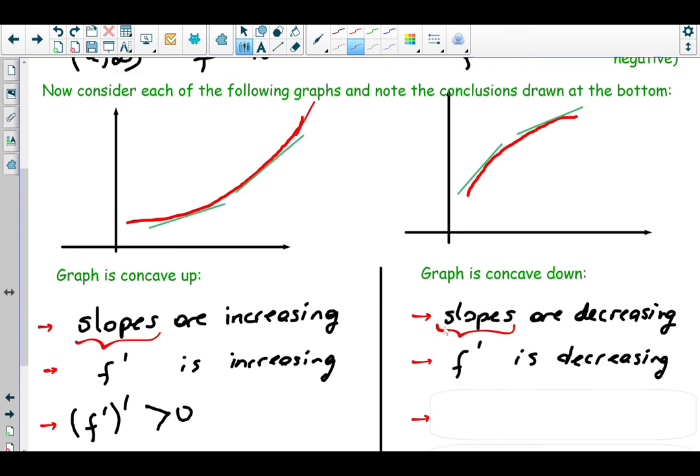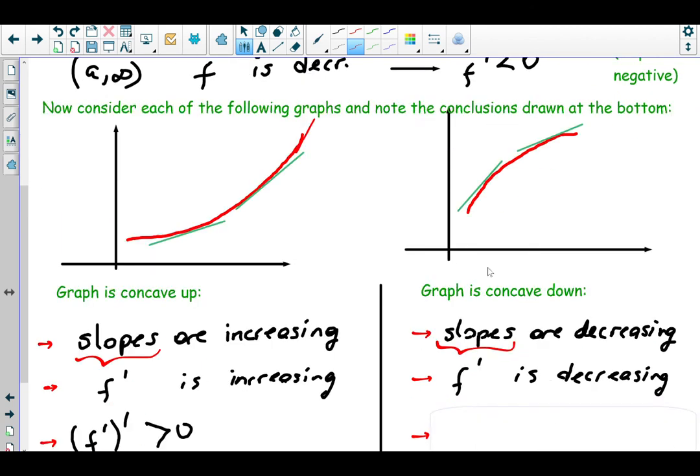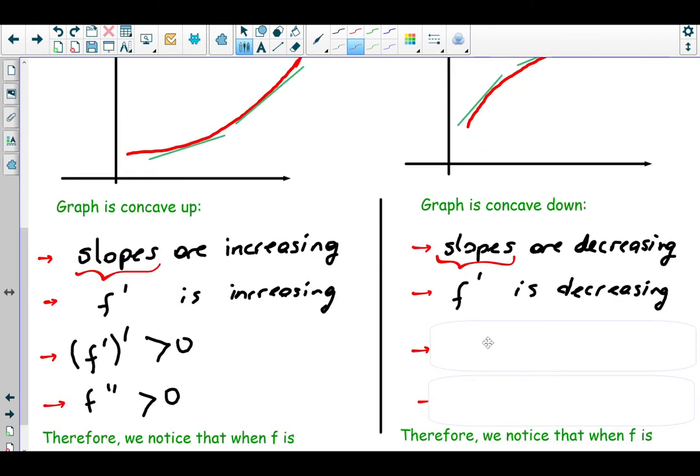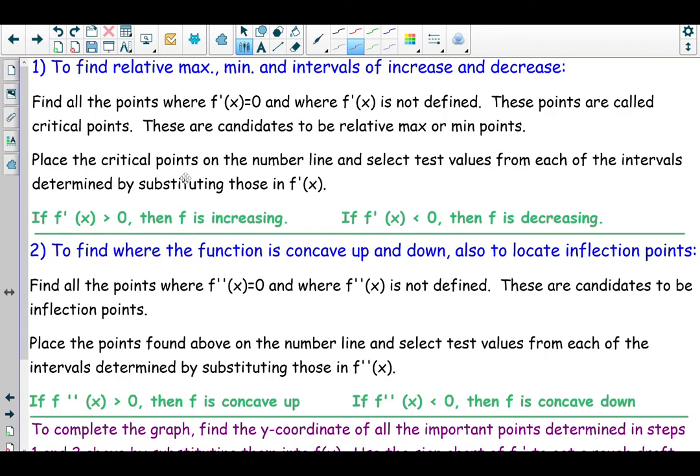And if a quantity is decreasing, we learned up there, its derivative is less than 0. That means the derivative of this is less than 0. That means f double prime is less than 0. So let's review. When a graph is concave down, typically its second derivative will be less than 0. So now we can come up with all the rules that we're going to use to solve the analytical problems. So here are some of the things that we have observed.